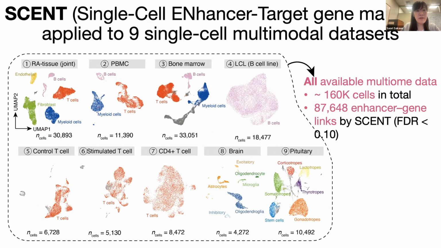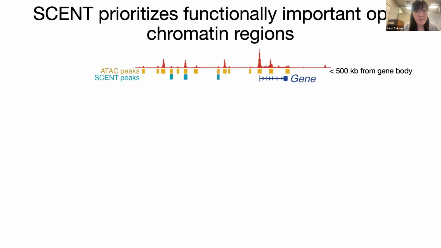So we applied our method to real single-cell multimodal datasets, including one from our lab, which is the RA synovial tissue from patients with rheumatoid arthritis, including a lot of inflammatory immune cells like T cells, and all the other datasets were publicly available datasets spanning from peripheral blood cells to the brain or even pituitary. And we identified more than 87,000 enhancer-gene links in total, with false discovery rate under 10%.